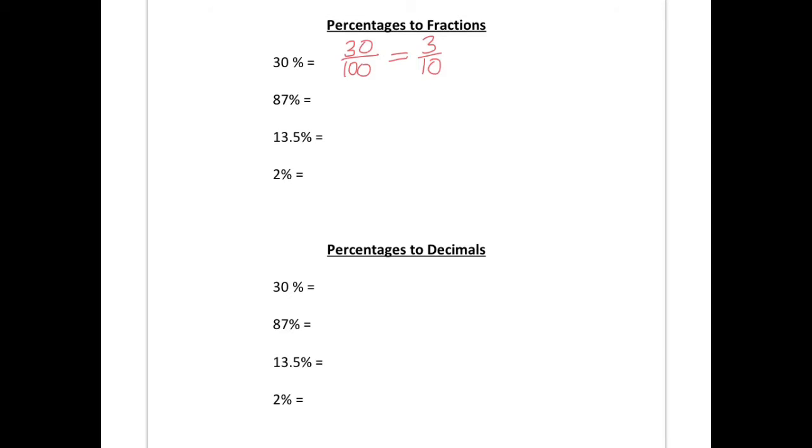87% then is 87 out of 100, or 87 over 100. And again, we try to simplify it down, but in this case, nothing goes into 87 and also into 100.